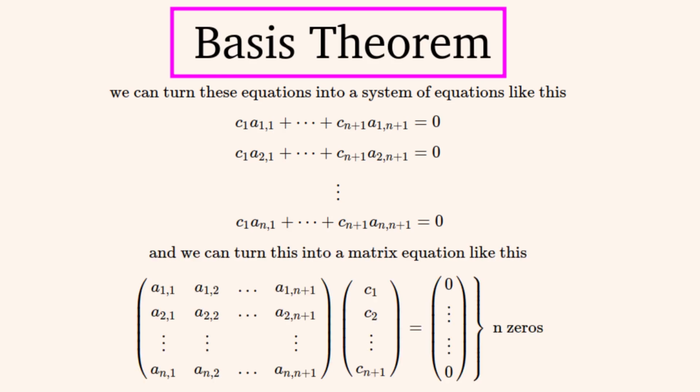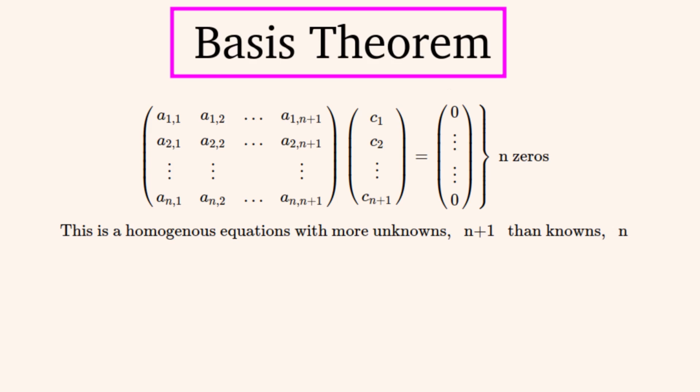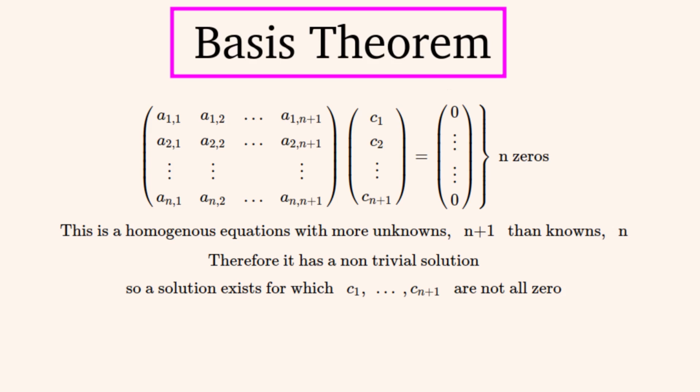And then we can pack all of this up into a matrix equation, where the C constants will separate out into a vector. Now looking at this matrix equation, we can see that it's a homogeneous equation with more unknowns than knowns, and therefore it has a non-trivial solution, which is a solution where not all of the values of C in this vector are equal to 0. That is, they aren't all equal to 0 at once. And so A is linearly dependent, which proves part A of this proof, that any set with more than n vectors is linearly dependent.